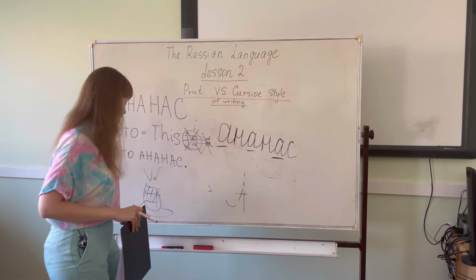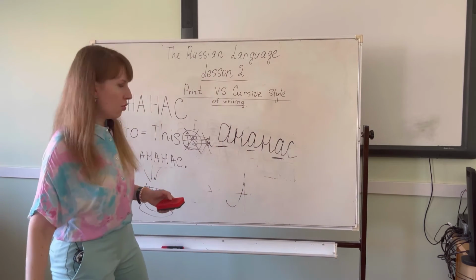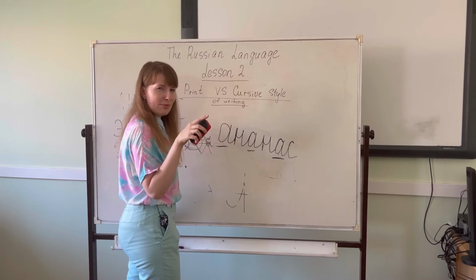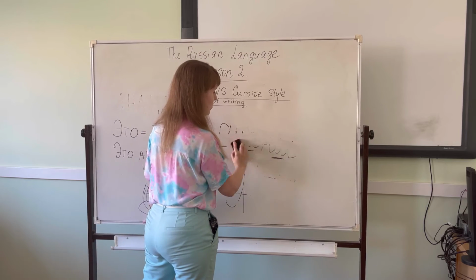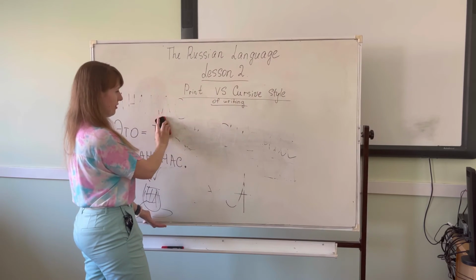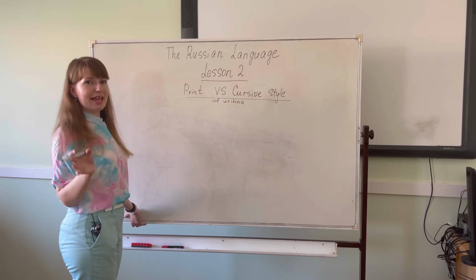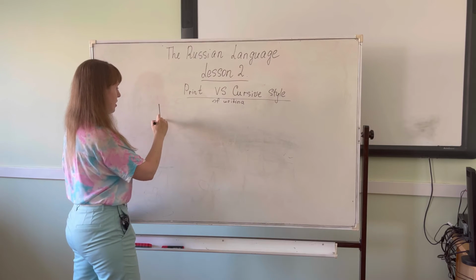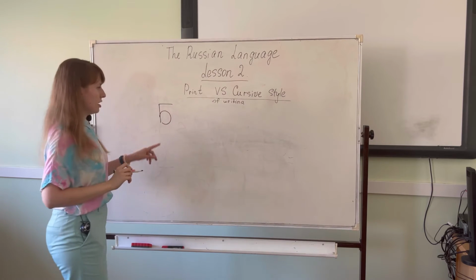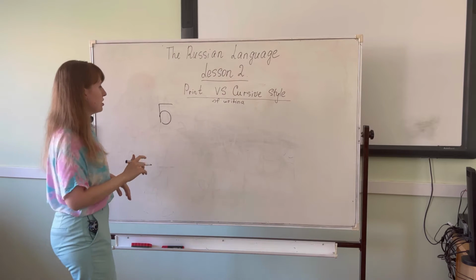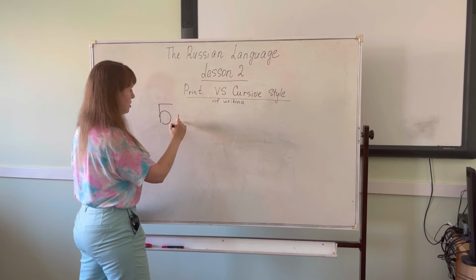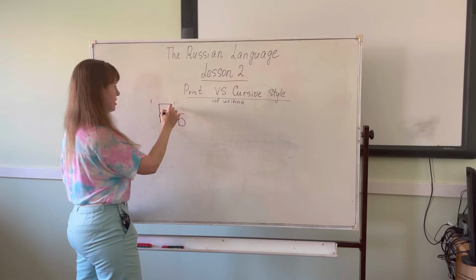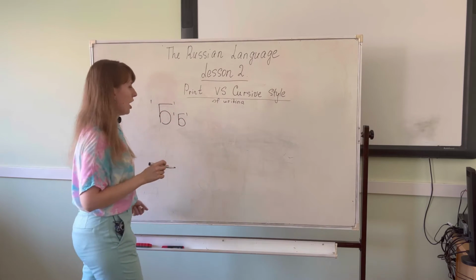Okay, so now let's take the second letter. We've discussed it in the previous lesson. So you can pause the video and try to remember what the next letter is. The second one is B. Do you remember the print style? It is like this. A kind of an English B, but it's not. And the lowercase. So it is a print style B, right? And now the cursive form.